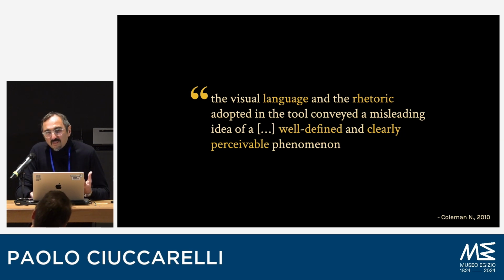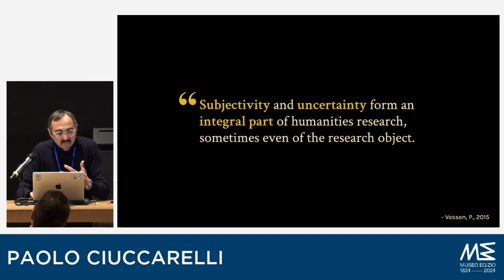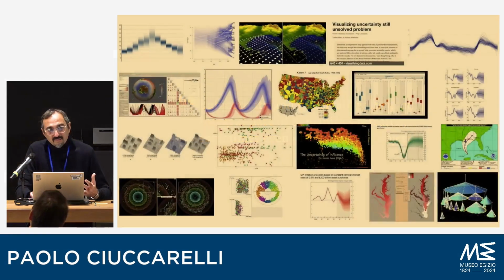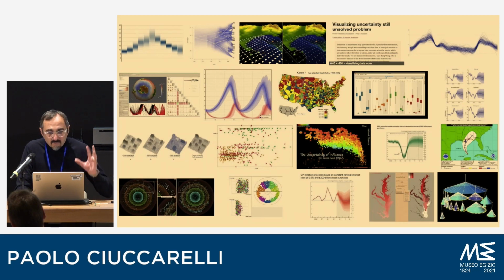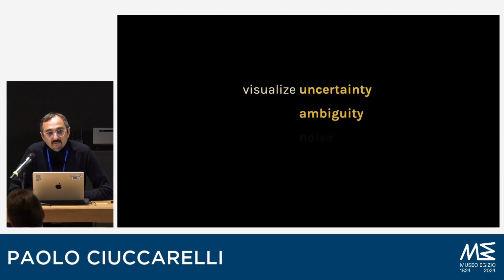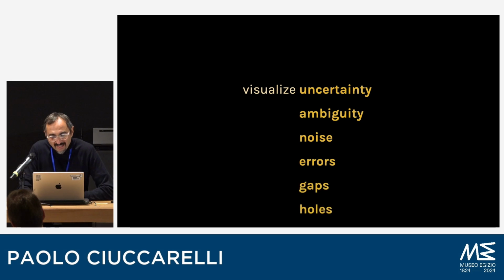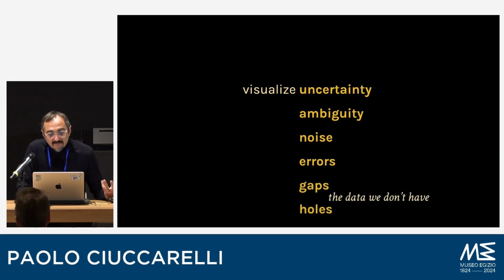We were speaking the same language, so to say, as designers, because it's true that subjectivity and uncertainty is an integral part of humanistic research, but it's also a very open challenge in the representation of data, even in the scientific community. Working with uncertainty, ambiguity, gaps, holes, that's something that is also very unclear to us as well at the moment, especially working on the data we don't have and how to visualize that.